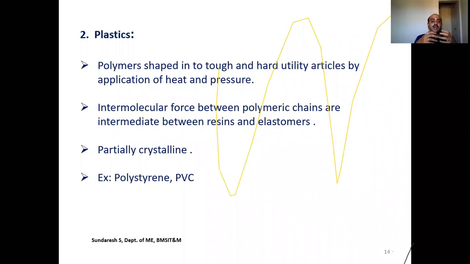So you can shape this kind of polymers. Polymers shaped into tough and hard utility articles, such kind of polymers we call a plastic. Means with the application of heat and pressure, you can make any kind of utility articles. You can impart any kind of shape with a tough and very hard property. Such kind of polymers we call plastics.